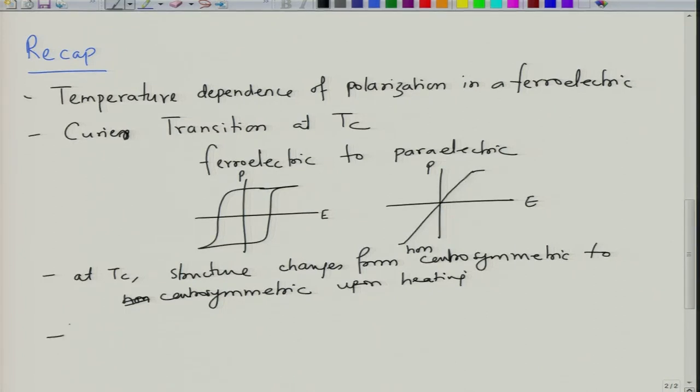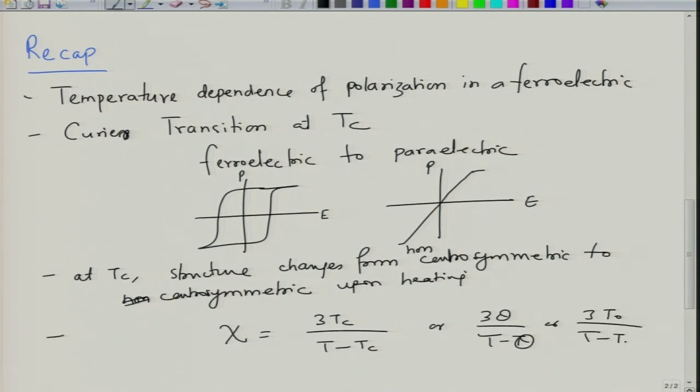We also have that the susceptibility follows the Curie law. So the susceptibility shows a behavior as 3TC divided by T minus TC. In many books it's also written as 3 theta divided by T minus theta, or you can also see it written as 3 T naught divided by T minus T naught. It depends upon the type of book that you are following, but generally this is the behavior that susceptibility follows as a function of temperature. So basically you can see from here that as T approaches TC, the susceptibility tends to become very large.